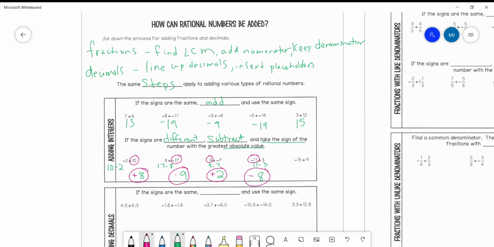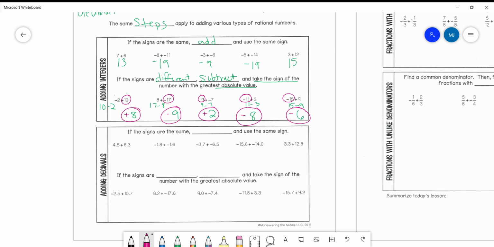Negative 15 plus 9, signs are different, so subtract, find the difference. So I like to say, signs are different, find the difference, and finding the difference means subtraction. 15 minus 9 is 6. Compare the absolute values. Negative 15 has a greater absolute value, so our answer is also negative because it takes the sign of the number with the greater absolute value, so the answer here is negative 6.